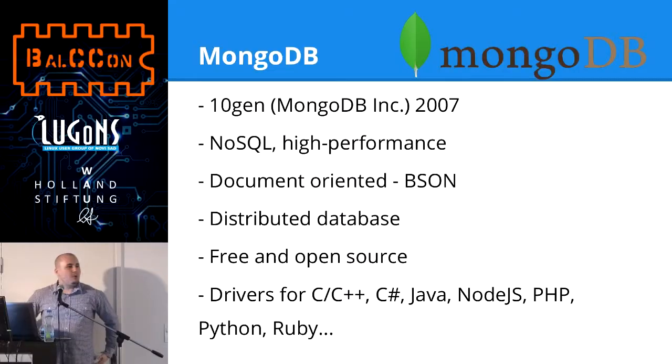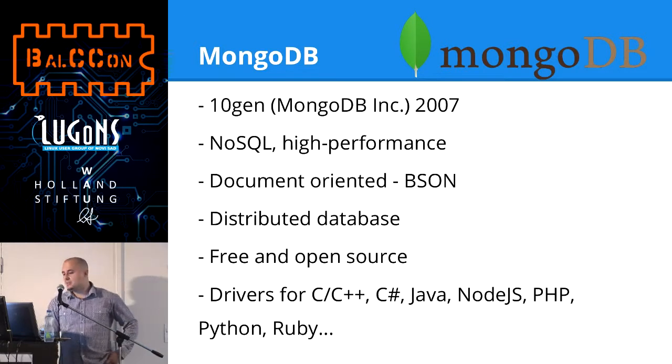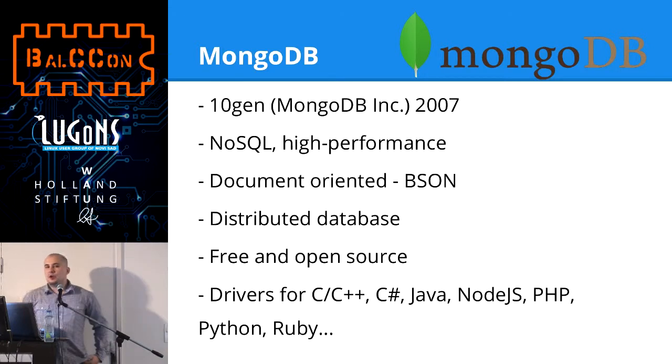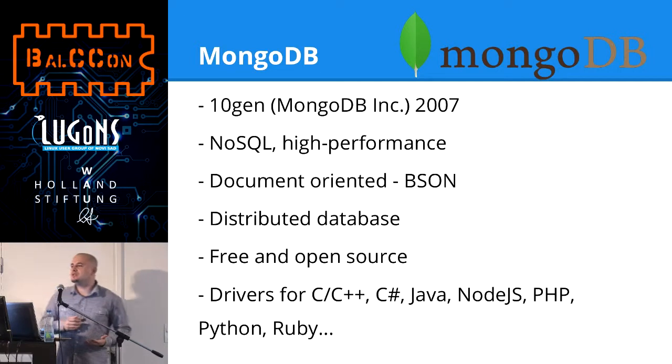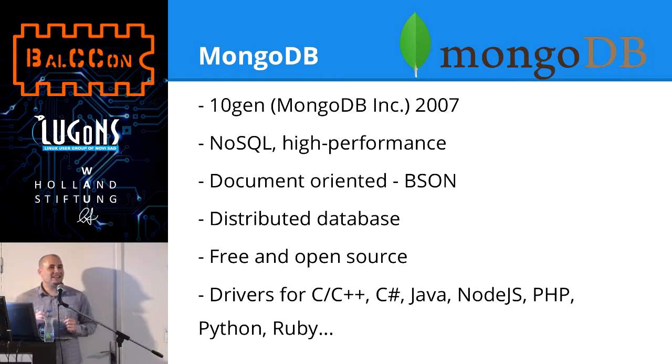While we were researching some cool stuff, we stumbled upon MongoDB. MongoDB is a NoSQL high-performing distributed database, which was built in 2007 by 10gen. It is a document-oriented database, which means that the data is saved inside of BSON documents. BSON is basically binary encoded JSON, so it's human readable, but it's also binary data. MongoDB is, of course, free and open source software. They have very nice documentation on their official website. There are also free online courses, and so on.